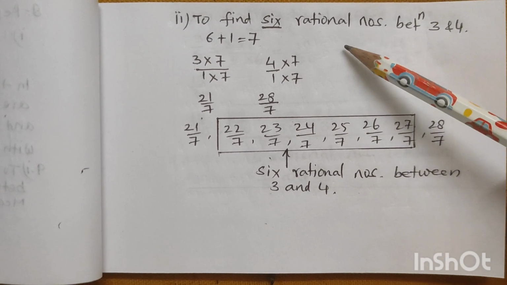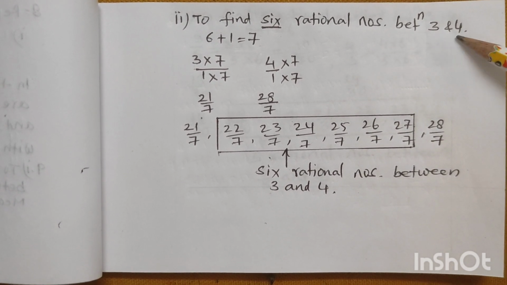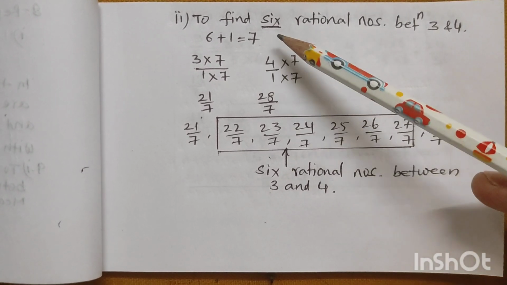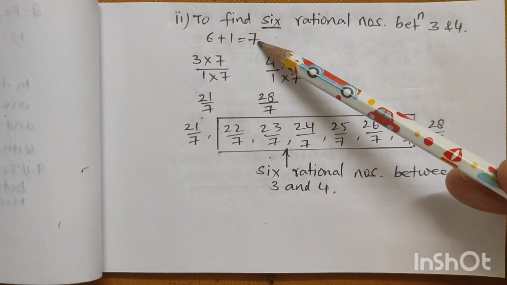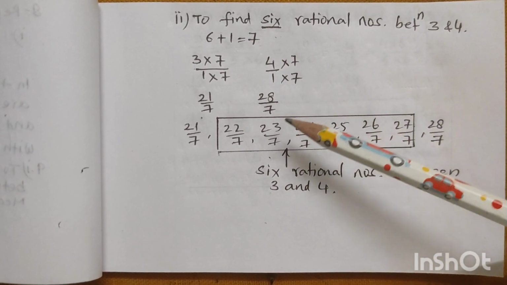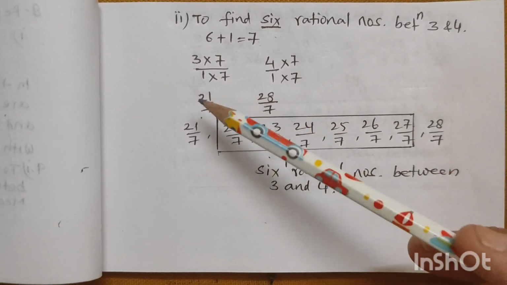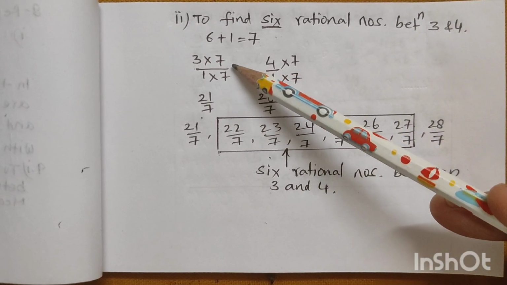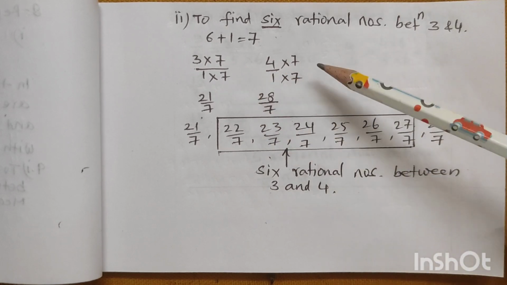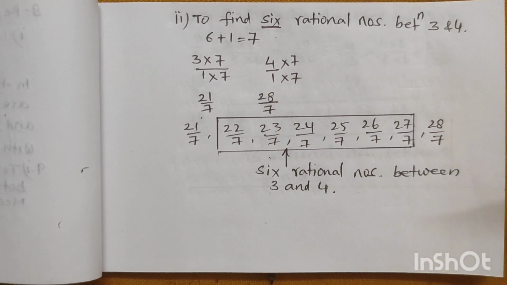We have to find 6 rational numbers between 3 and 4. So since there are 6 rational numbers to be found, we add 1 to it and get 7, and we multiply. We write 3 as 3 by 1, 4 as 4 by 1, and multiply 7 to the numerators and denominators.